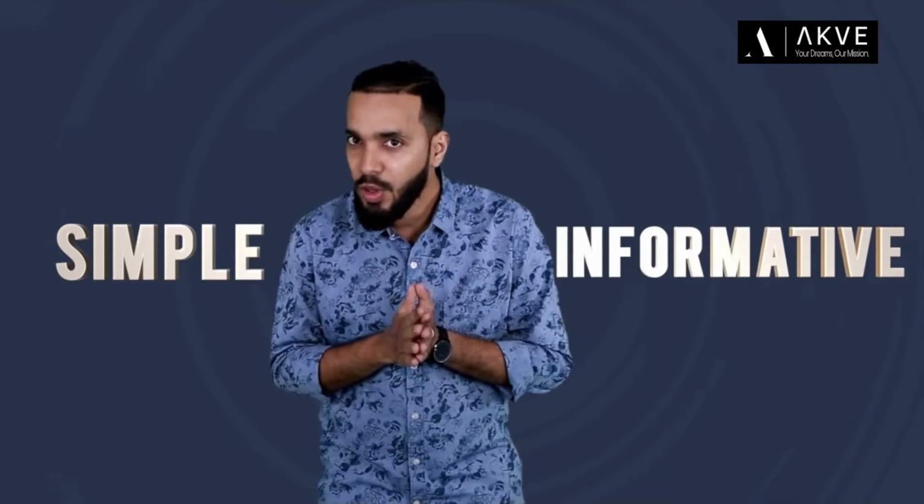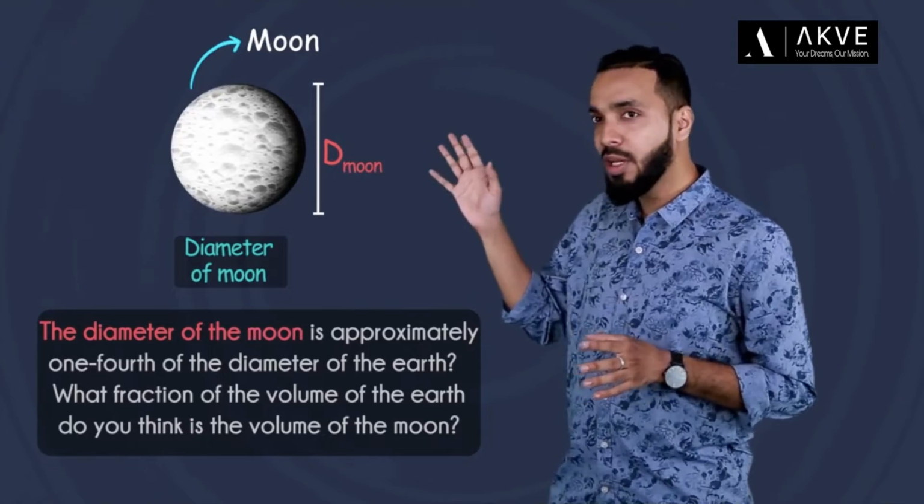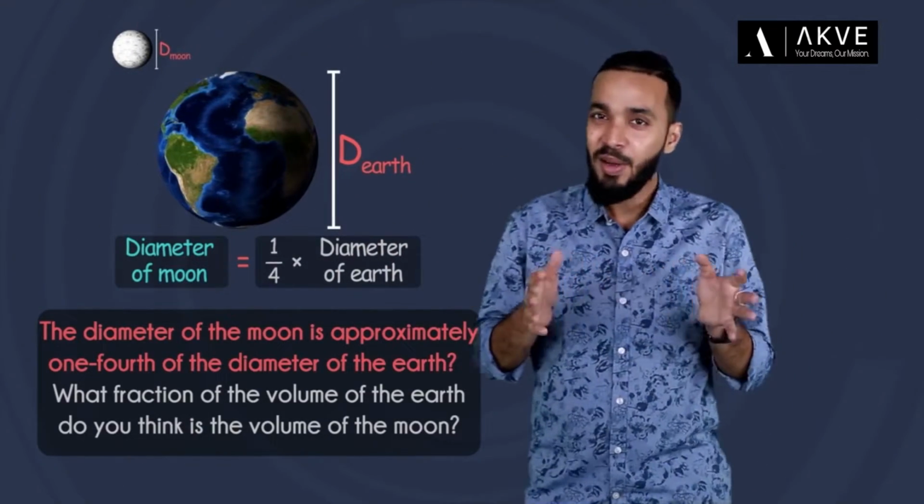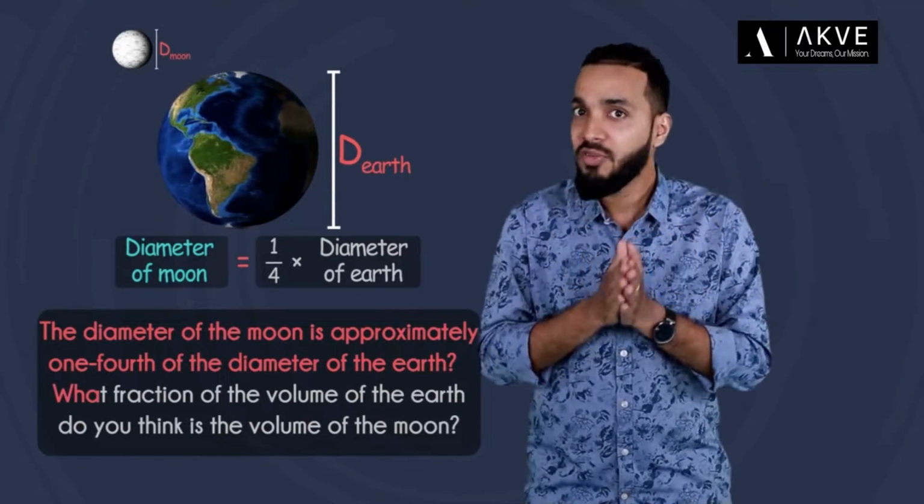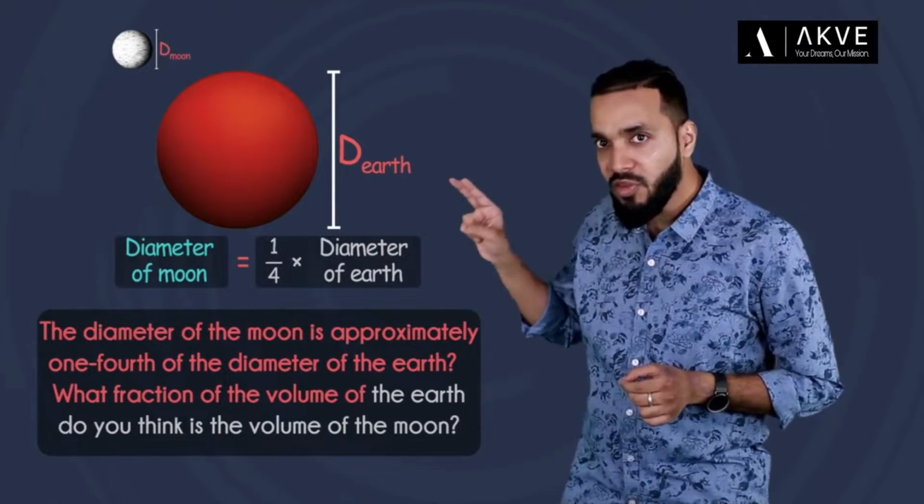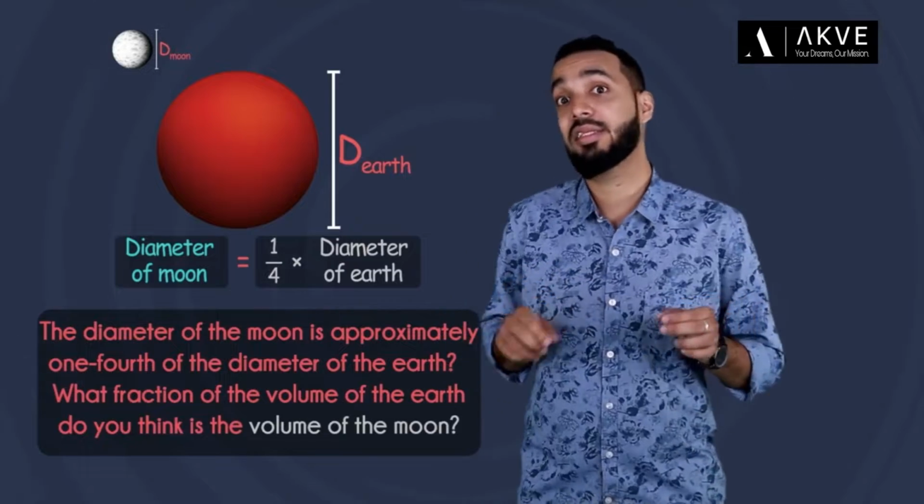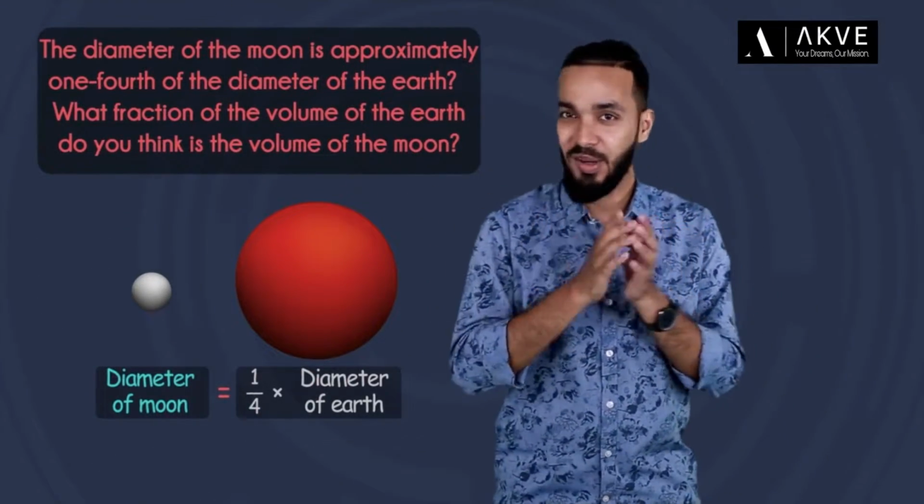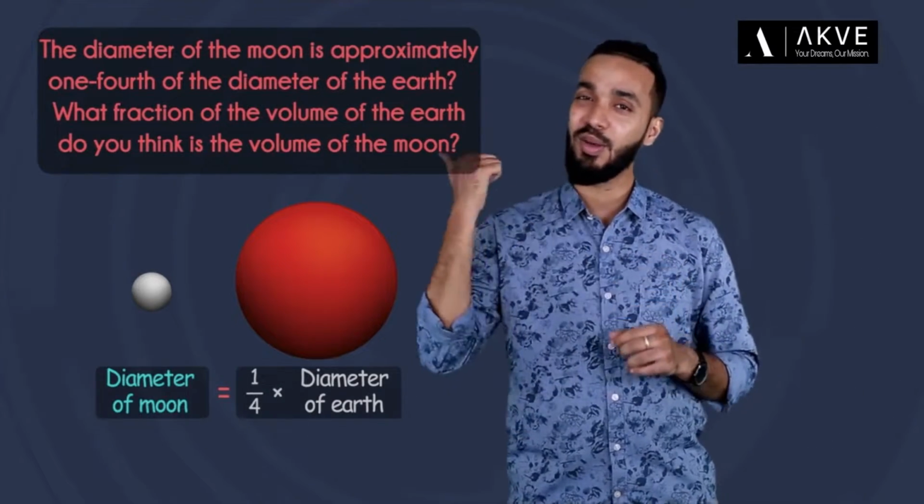Now, did you know that the diameter of the moon is approximately 1/4 of the diameter of the earth? Well, it is. Now, what fraction of the volume of the earth do you think is the volume of the moon? Something interesting, isn't it? I told you. So let's begin solving it.